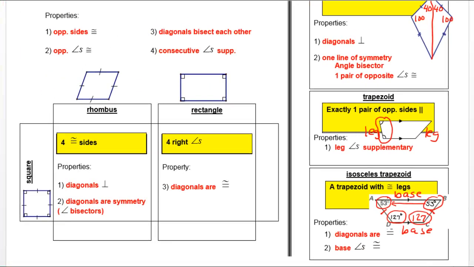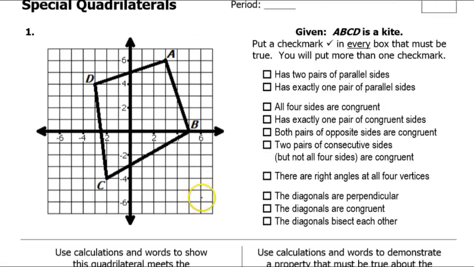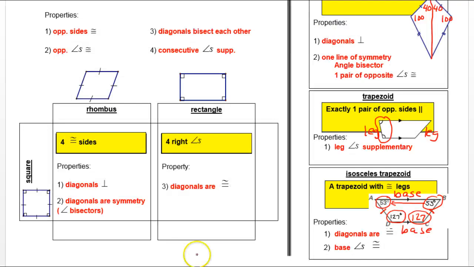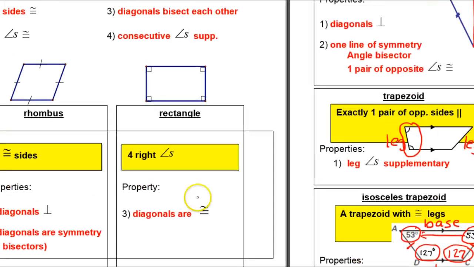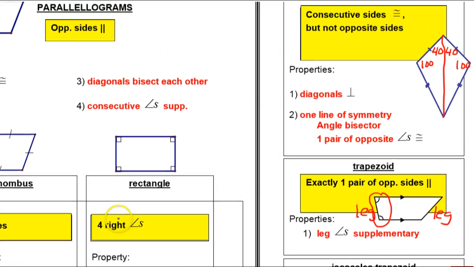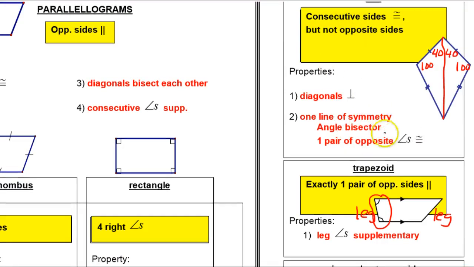Now let's go back and solve some problems. Okay, so problem number 1. This shape is a kite. That's a given. Put a check mark in every box that must be true. You will put more than 1 check mark. This is a kite. So let's look back and look at what we said about a kite. Okay? So here are 3 things that we know about a kite.